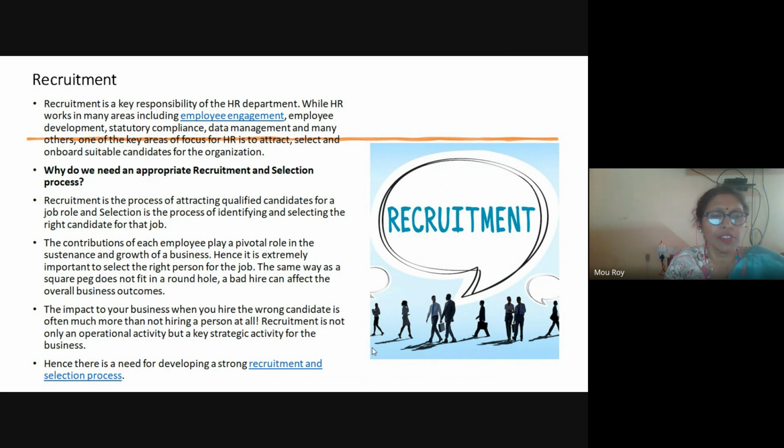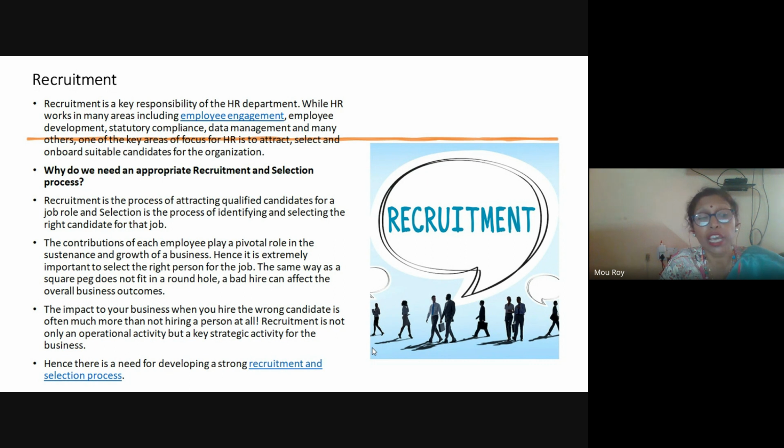After receiving the applications, the next step is to screen and shortlist the candidates. This process is basically taken care of by the HR department. They have to screen the applications and then shortlist the candidates based on their qualifications and their experience. This can be done through reviewing the resumes.